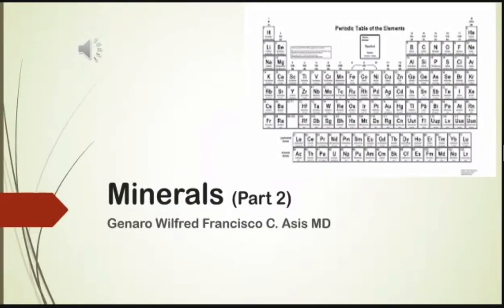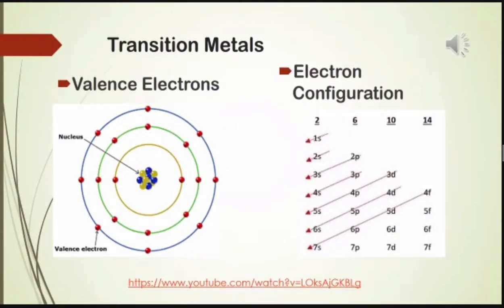Welcome once again to part 2 of the lecture on minerals. I will be discussing the microminerals, which is subdivided into your trace and your ultra trace minerals. Before I proceed further with the rest of the minerals, I would just like to introduce to you the transition metals. Transition metals are defined as having valence electrons that are incomplete, or that their electron configuration is incomplete. The student is directed to the link below to learn more about valence electrons and electron configuration.